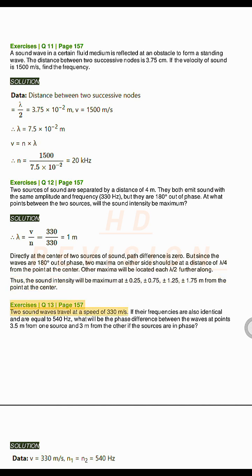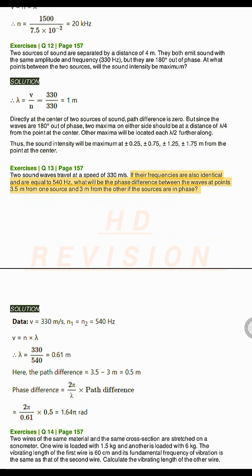Exercises, Q13, page 157. Two sound waves travel at a speed of 330 meters per second. If their frequencies are also identical and are equal to 540 Hz, what will be the phase difference between the waves at points 3.5 meters from one source and 3 meters from the other if the sources are in phase? Solution.